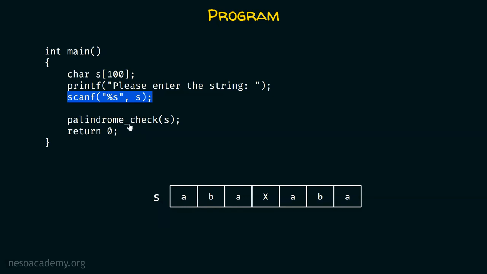Now we will call this palindrome check function, and to this palindrome check function, we'll pass this whole array. Actually, passing S means passing the whole array. The name of the array always represents the address of the first element of the array.